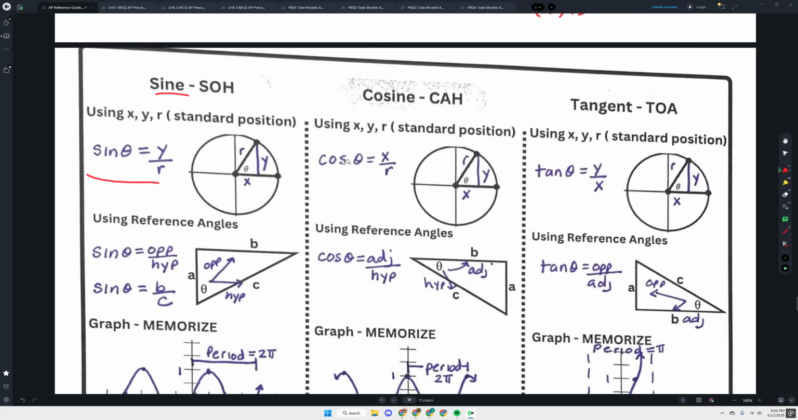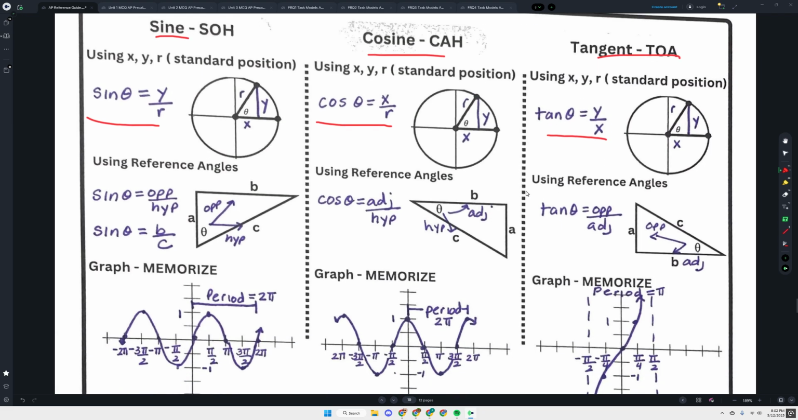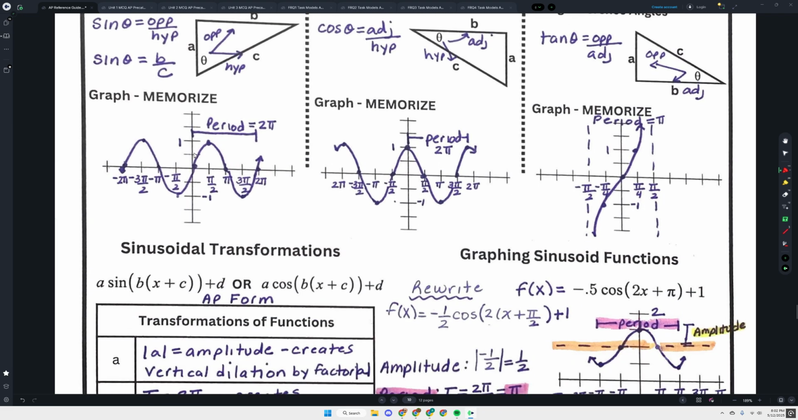Sine is y over r, cosine is x over r, and tan is y over x. You need to memorize these graphs. Sine starts at the midline, at 0. Cosine starts at its max point, and tan starts at 0 and then goes to infinity, and has asymptotes at pi over 2 plus pi k, where k is an element of all integers.